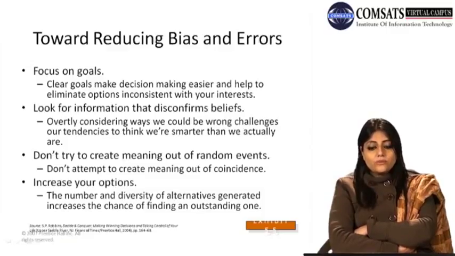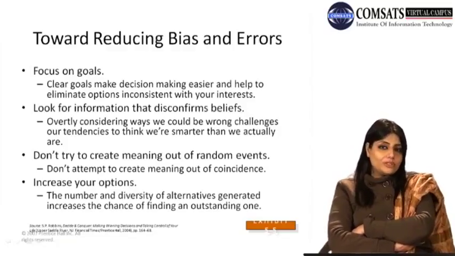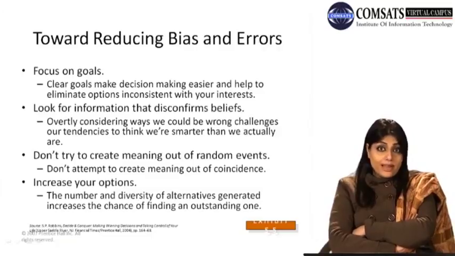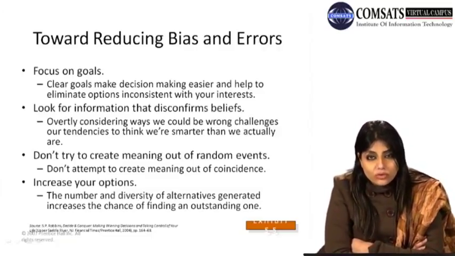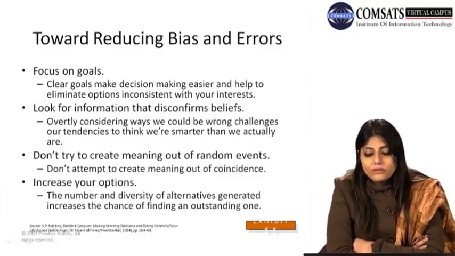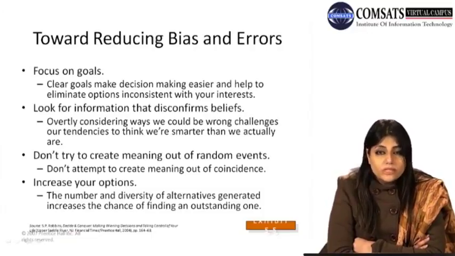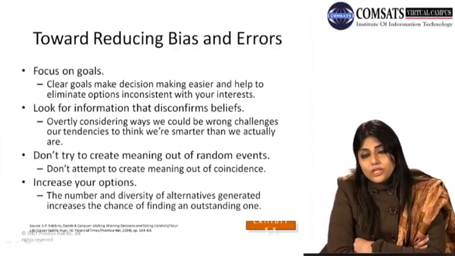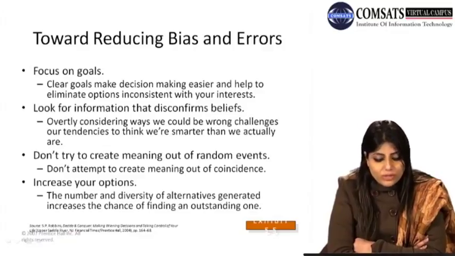Right? So as we did earlier, the confirmation bias, wherein we tend to process only the information that is relevant to us, or that is in line with our ideas and beliefs. So we should try to overcome that. Don't try to create meaning out of random events. So this is the randomness error, wherein we tend to be superstitious, and out of random events we tend to create meanings, and then we tend to base our decisions on those.